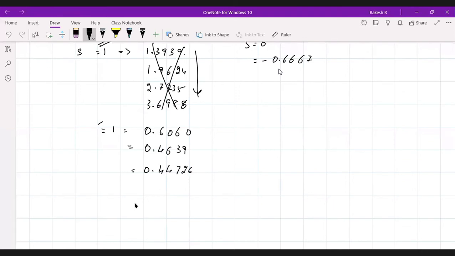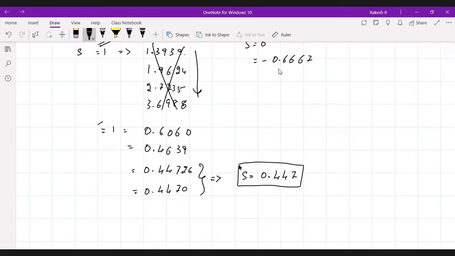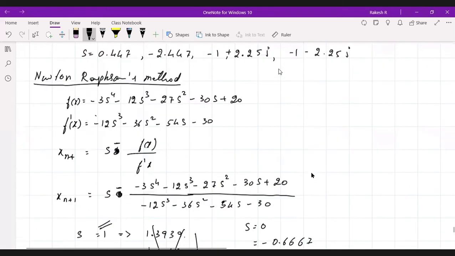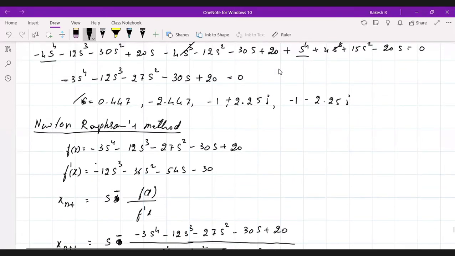Calculate again with 0.44726. How much did you get? This is 0.4470. See here, successive 2 iterations, how much have we got? Successive 2 iterations, we have got 3 digits the same. That is s is equal to 0.447. Right? This is one root. Your friend got the same root here. 0.447. This is one root here.